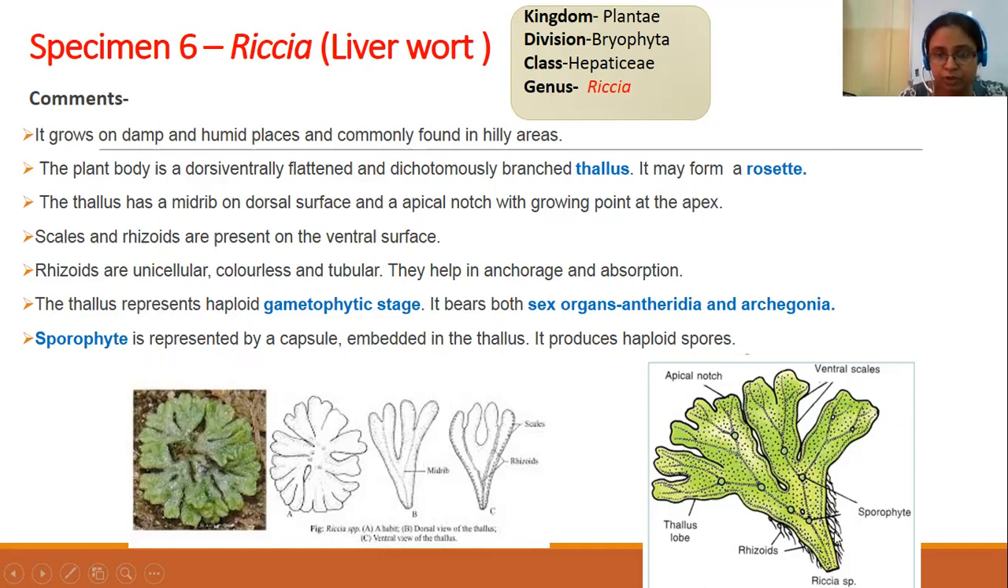They are tubular. What is the function of these rhizoids? These rhizoids simply help in anchorage, that is, the attachment of this plant body to the substratum. The substratum can be soil, it can be moist rock also, and it also helps in the absorption of minerals and nutrients from the soil and makes them available for the plant.